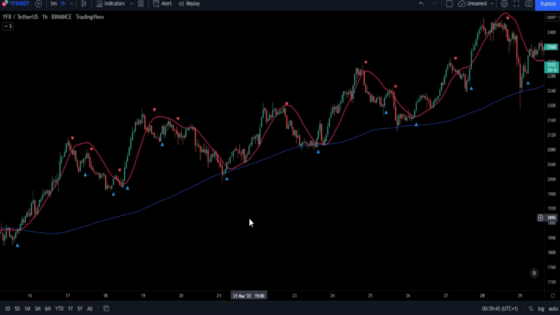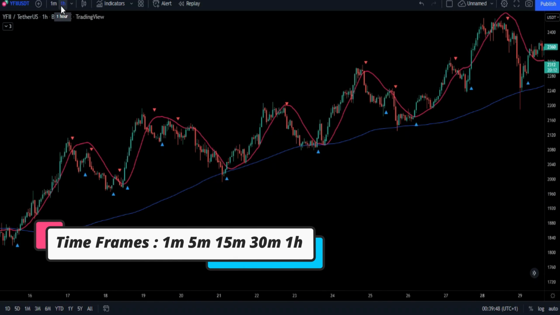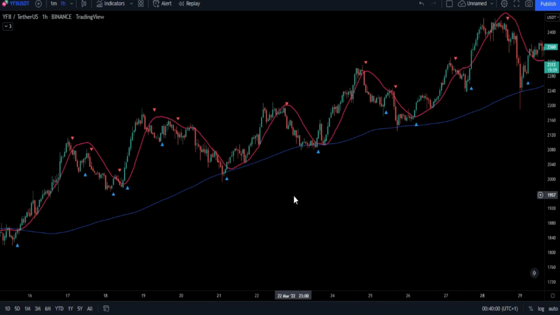This strategy depends on 3 indicators, and it is valid for trading from 1 minute to 1 hour. But what are the indicators and conditions that we will use to get a high profit rate?